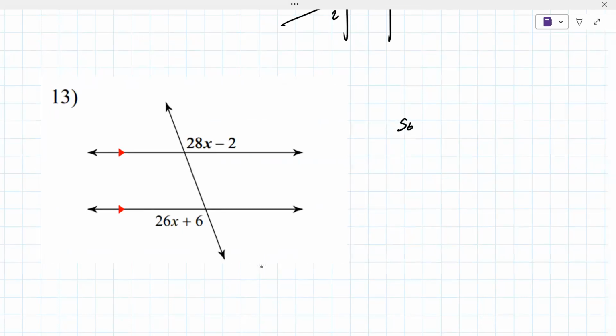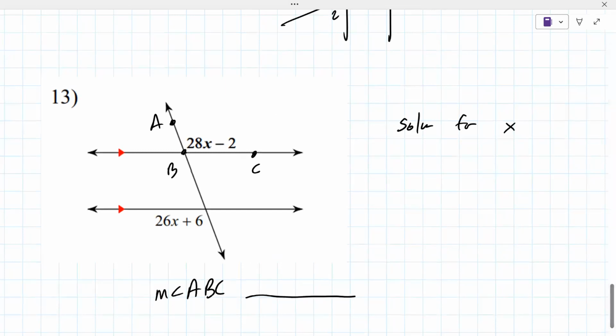All right. Could you solve for x and then determine the angle measure? Okay. So 28x, 26x. Would it be x equals 4? Is that right? That sounds good to me. So x is 4, so go ahead and put that in one or the other. 4 times 28 is 112, minus 110. Okay. All right. Very good.